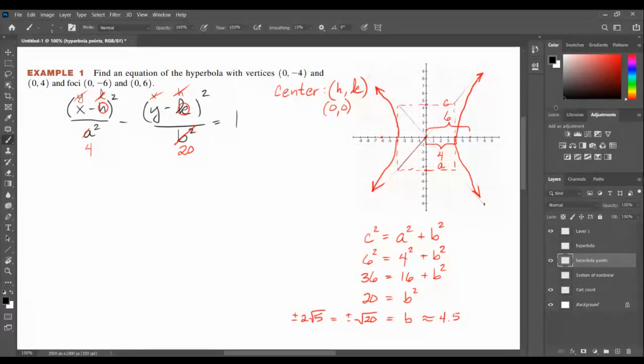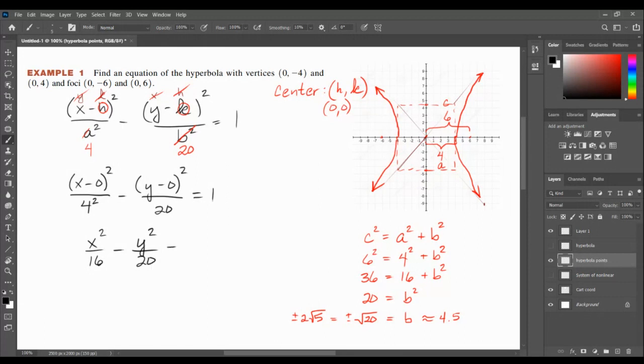They actually asked for the equation. So let's go ahead and plug in what we know. We know that H is 0. We know that A is 4. We know that K is 0. We know that B squared is 20. So let me simplify this down. And that would be the equation of the hyperbola that had vertices and foci as given in the problem.